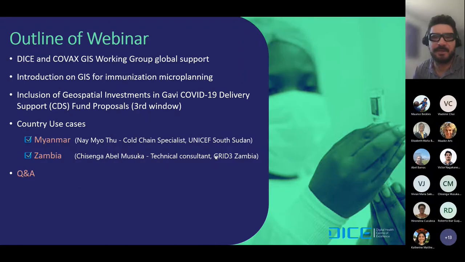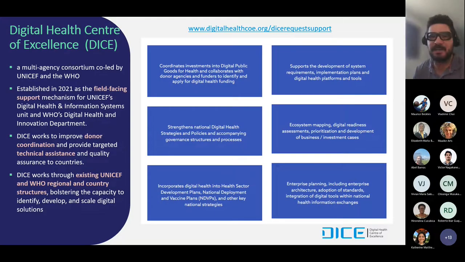I will start today with a very brief overview of the global support around which UNICEF and COVAX partners, especially WHO, are coordinating and providing support globally in the area of digital health and specifically geospatial solutions. I will then provide a brief introduction on the use of GIS for immunization microplanning and the requirements for deployment of these solutions in countries, and discuss a guidance that we have produced to support countries in the inclusion of funding requests in the Gavi CDS third window related to geospatial investments. And we'll then have two presentations on application of GIS for microplanning, one from UNICEF in Myanmar on microplanning for EPI, and one more recent in Zambia on application of GIS for COVID-19. To give you a bit of an overview of the practicalities of implementation on the ground.